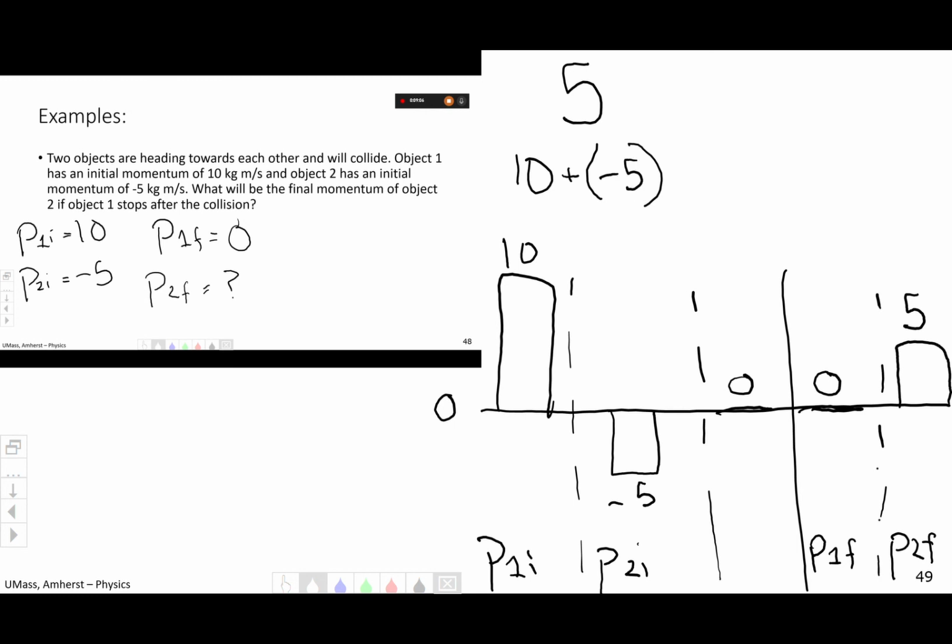Even though, if we're looking at the absolute numbers, we have a positive 10 and a negative 5, so it seems like we have a bunch more momentum, right? The negative cancels some of the positive.